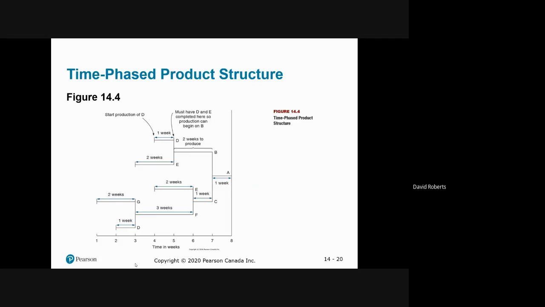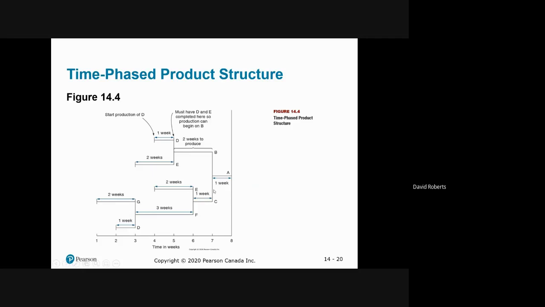In week 6, E and F finish, so you can start with the C's, and then in week 7, the B's and C's are done, so you can start assembling them together to make the A's. So you read it from left to right. And you back it up, but when you create it, you actually start from right to left. You start with the A, back it up.